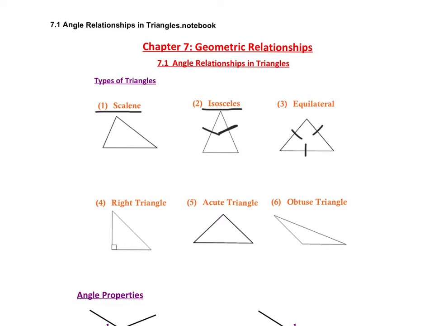A right triangle has a 90-degree angle. An acute triangle has all angles that are less than 90 degrees. And an obtuse triangle has one angle greater than 90 degrees. So just a little reminder, just to reference back to those if you need to.